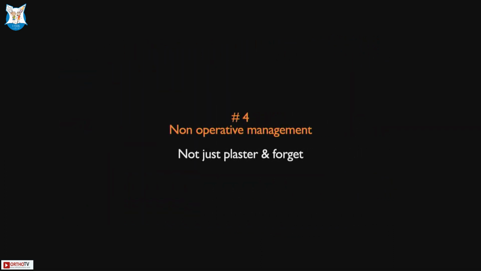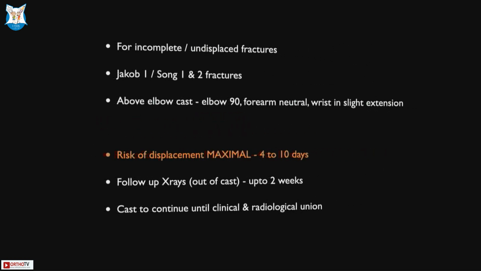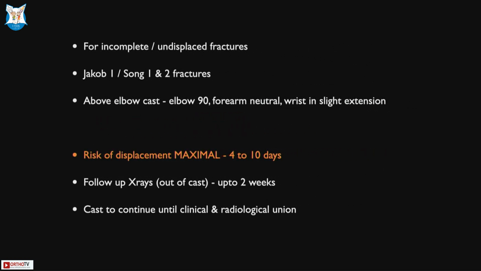So if you have identified it as a stable injury and you're going to treat it non-operatively, it is not just plaster and forget about it. And why is that? It's indicated for incomplete or undisplaced fractures. It's an above elbow cast with the elbow in 90, forearm neutral, wrist in slight extension.